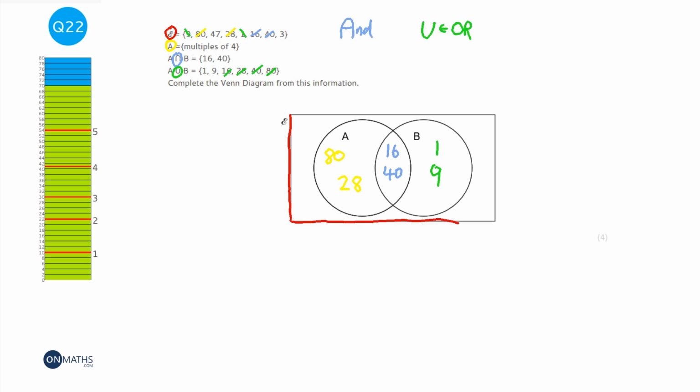So this is kind of our everything box. Nothing exists outside of here, for the purpose of the question anyway. And we just put them here. So it's not in the Venn diagram section, but it's still in the box. Now the last thing to do is just go through and check that you've got the same amount of numbers in your Venn diagram as you should do. Check all the multiples of 4 are in A. So let's have a look. 80, 16, 28 and 40, they're all multiples of 4.